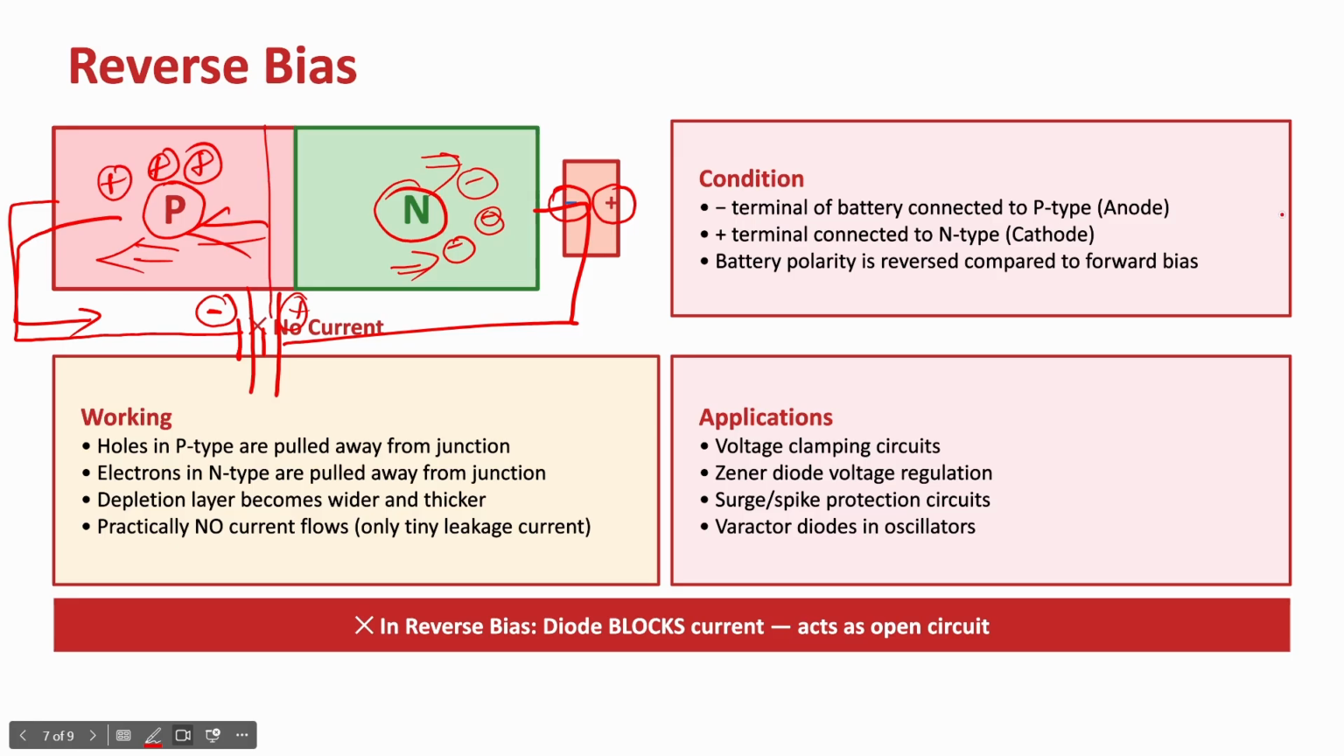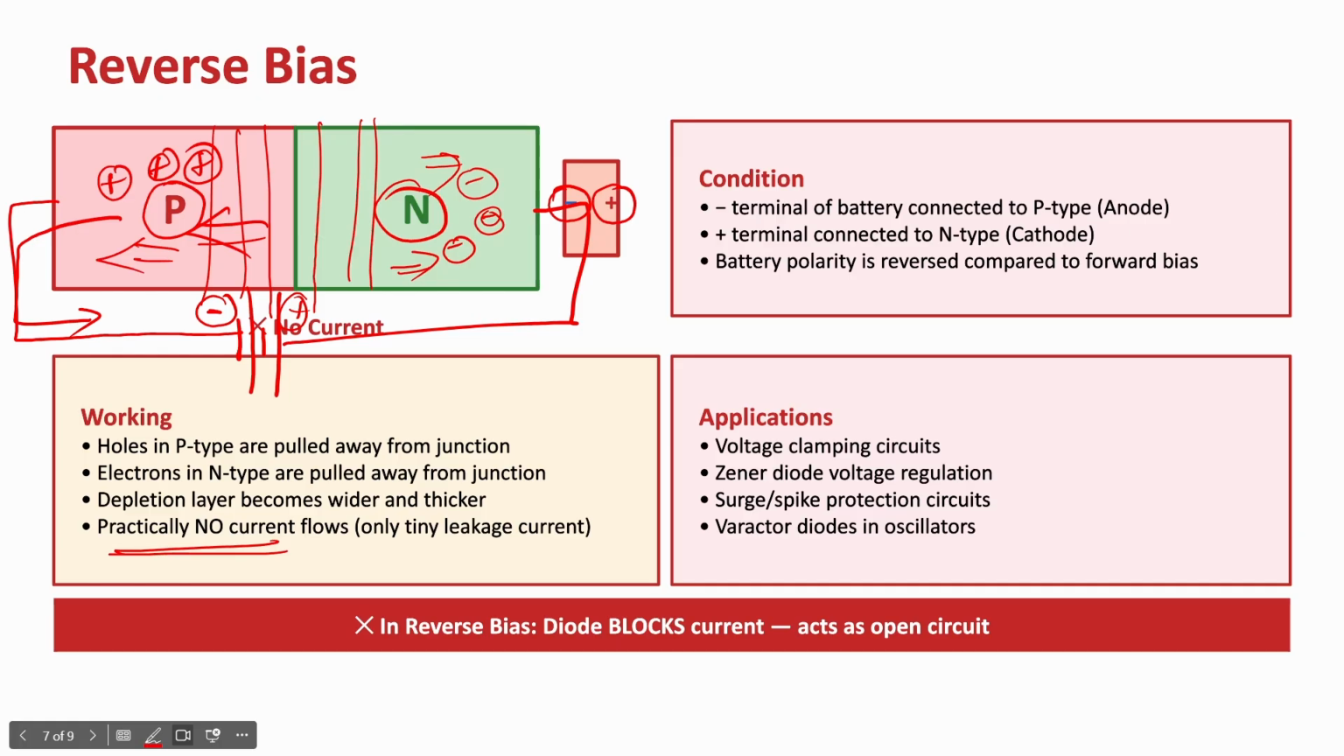So then what will happen? Till now the layer is like this. Whenever they move away from the junction, the depletion layer is going to increase in reverse bias. So practically no current flows. In real cases, there is no flow of current.